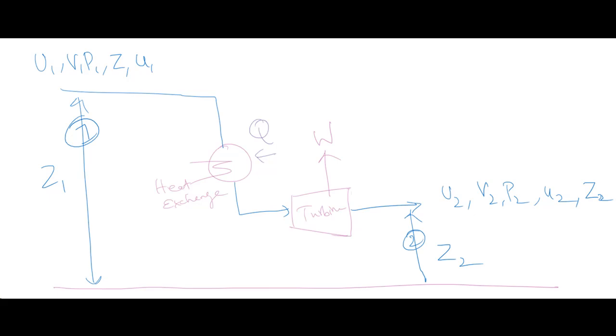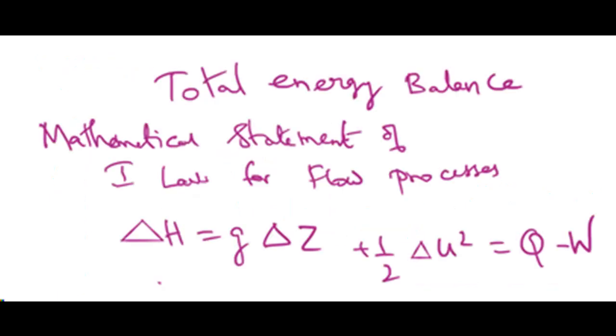Q minus W, right? So heat added to the system and work done by the system on the surroundings. The energy imparted to the fluid externally through heat or work, right? So substituting that, we can simplify to get this expression: delta H plus g into delta Z plus half delta u square equal to Q minus W.